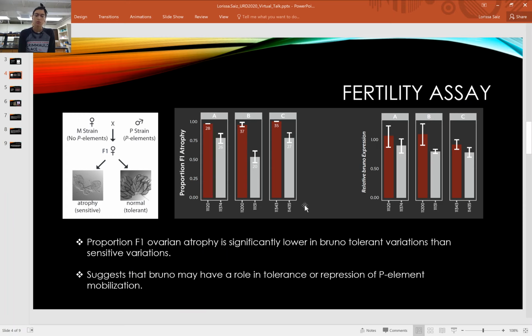So we did 3 different assays. Our first was the fertility assay, which we did with these hybrid dysgenic F1 offspring. So you can see from the chart here, in red we have these sensitive variants, and in the gray we have the tolerant variants. So our proportion of F1 atrophy was significantly lower in Bruno tolerant variations than in the sensitive variations across the board. This suggests that Bruno may have a role in tolerance or repression of P element transposition.